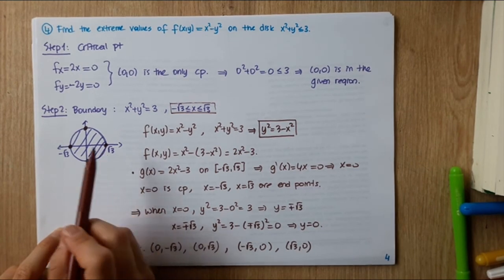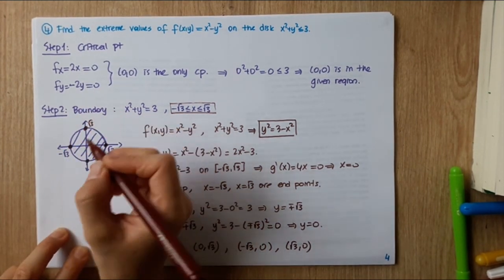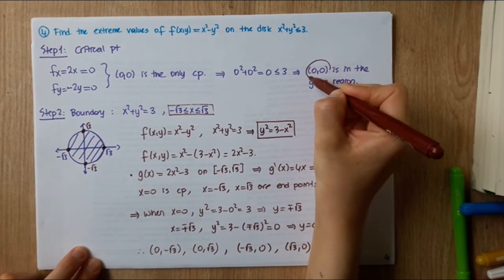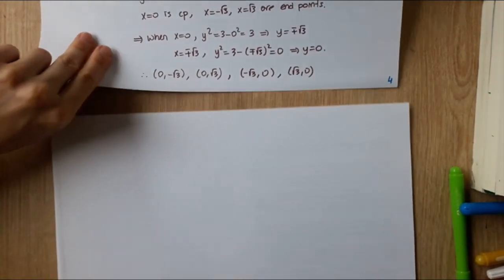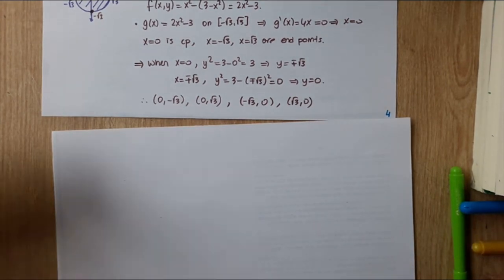Square root of 3, 0, minus square root of 3, 0. And here we have 0, square root of 3, and here we have 0, minus square root of 3. Also, we have one more point, which is 0, 0. This is the critical point in the region. So using these points, I will make a table here. I will make a chart, step 3.